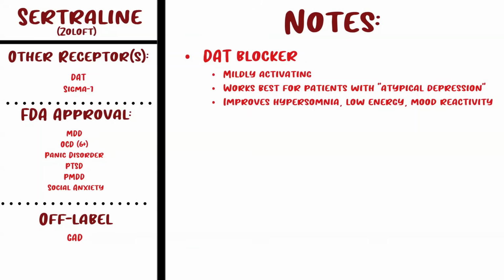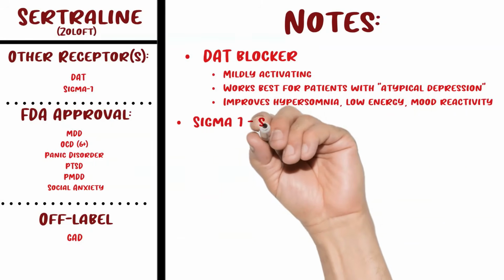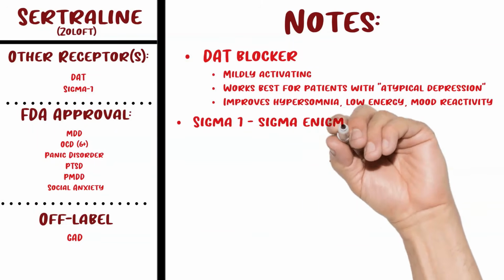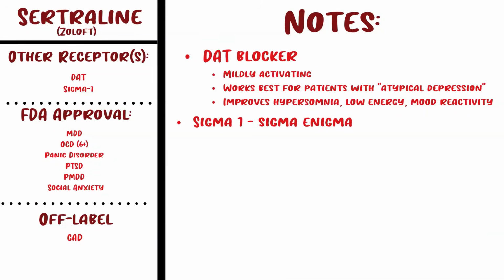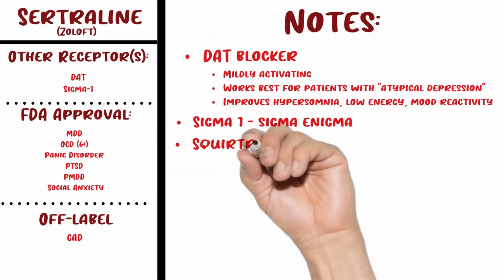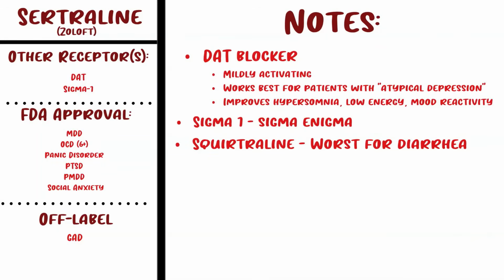Zoloft is also an antagonist at sigma-1. We don't really know exactly what sigma is involved with. It's called the sigma enigma. So it's unclear, but it might help with the anxiolytic effects and psychotic depression, where Zoloft seems to have an advantage. And I can't help but notice that all the SSRIs that are particularly good for OCD also block sigma-1. In terms of side effects, Zoloft is particularly known for diarrhea, or basically GI effects, and I remember this by remembering it being called Sertraline.